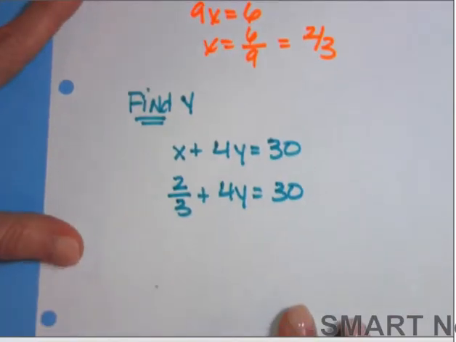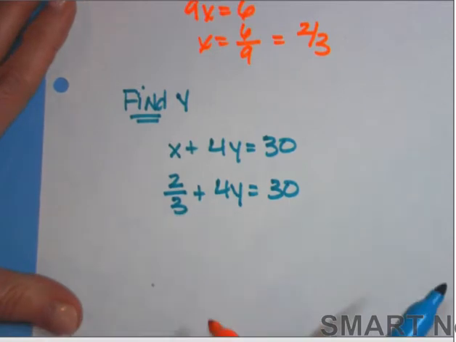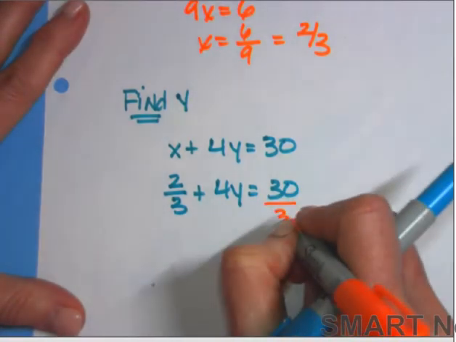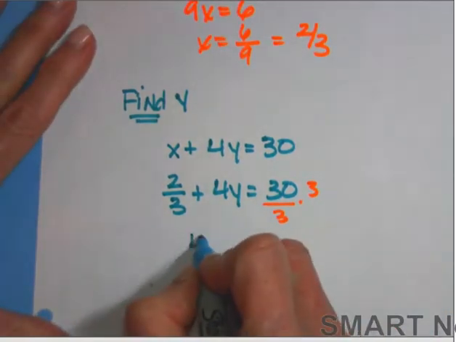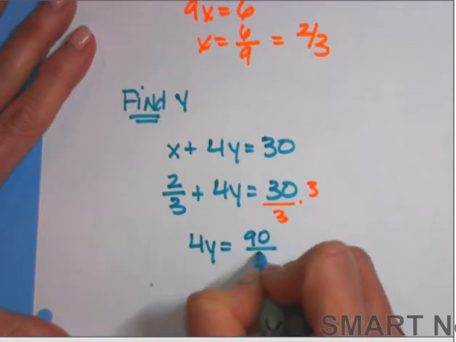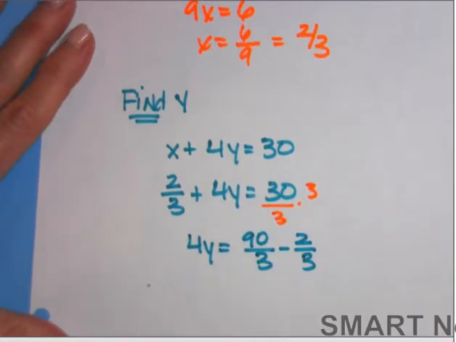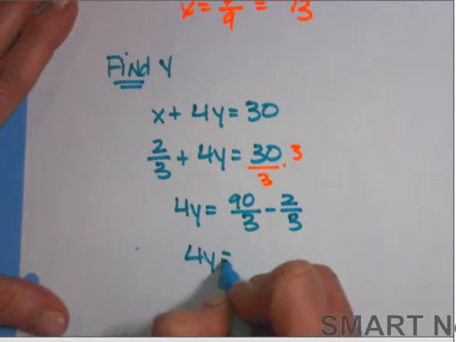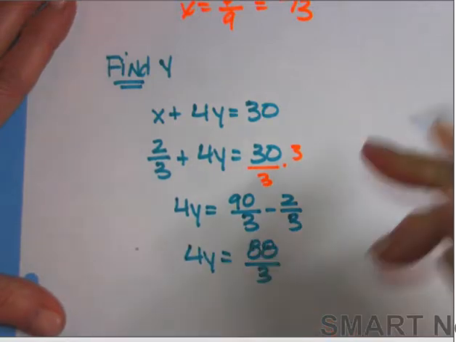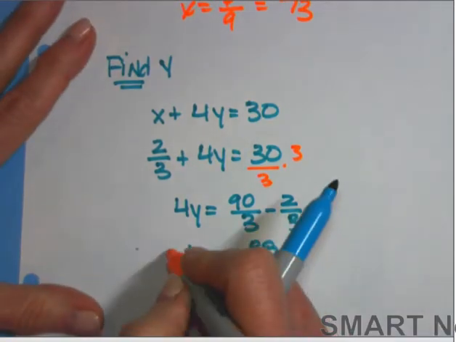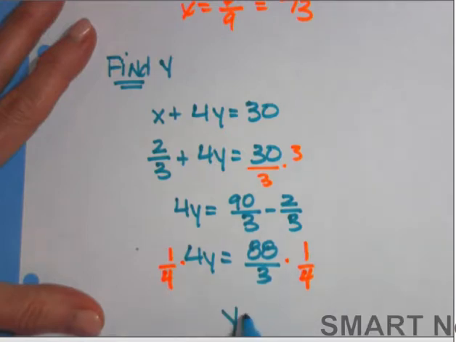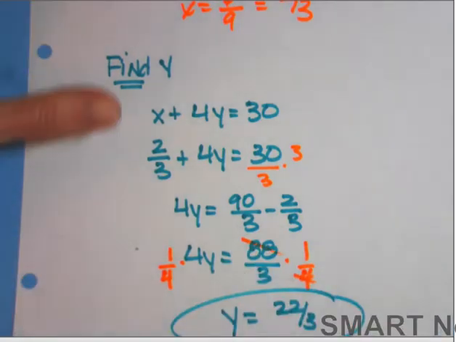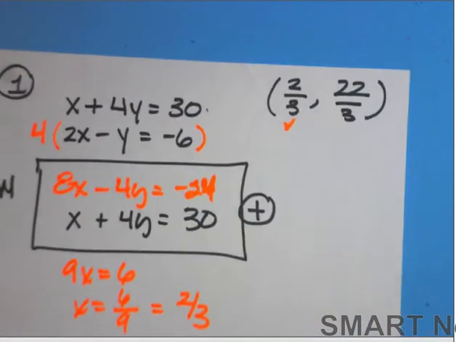And 30 is going to need a denominator of 3 because I'm going to have to subtract 2/3. And I don't want decimals. I want fractions. So on my next step, I'm going to have 4y. That's going to end up as 90 over 3. And I'm going to subtract 2/3. So that's going to result in 4y equaling 88 over 3. I'm now going to divide both sides by 4, multiply by 1 over 4. And therefore, y results in 22/3 when I remove the common 4s. The 88 and 4 share 4. So the value of y is 22 over 3.